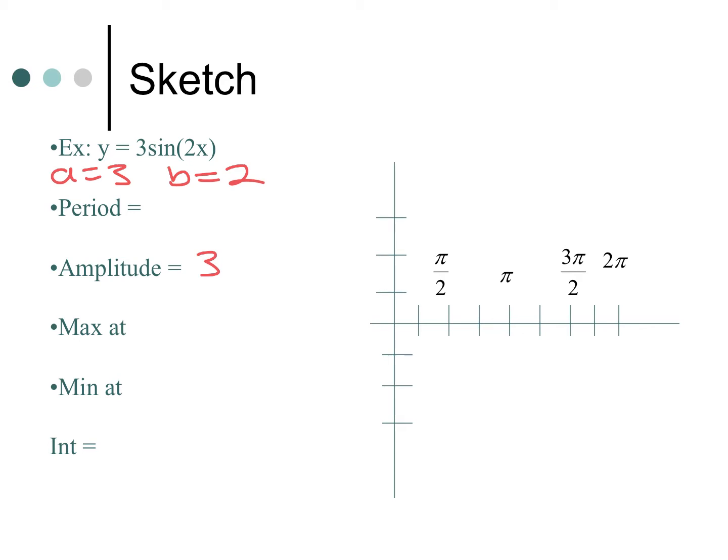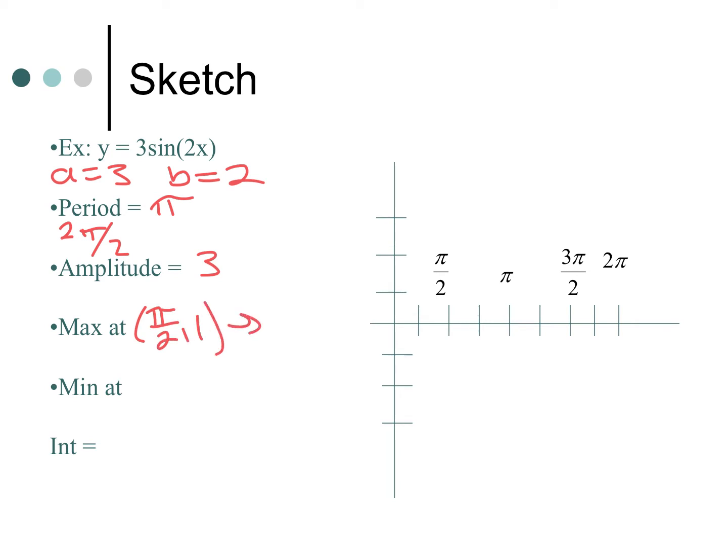Your normal period was 2 pi. If I take that and divide by B, then my new period is going to be just pi. So what that means is one cycle will start and end within a length of pi. All right, for our maximum, our sine maximum happened at pi over 2, comma 1. I'm going to write that down.